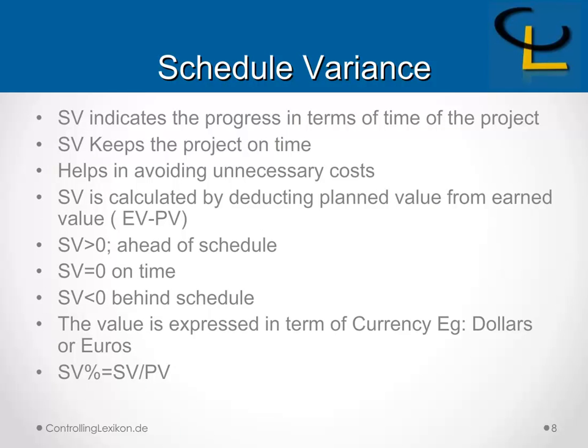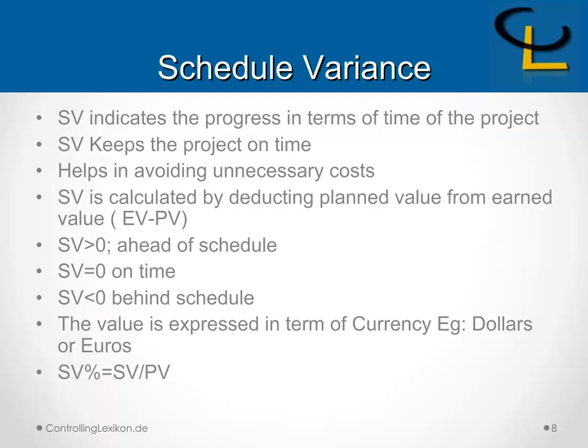Schedule variance indicates the progress in terms of time of the project, as it keeps the project on time and helps in avoiding unnecessary costs. Schedule variance is calculated by deducting planned value from earned value, EV minus PV.